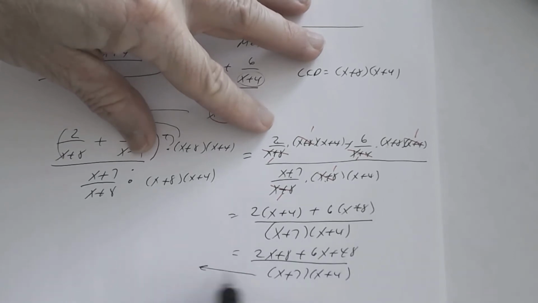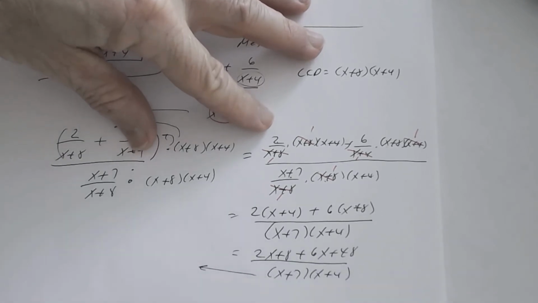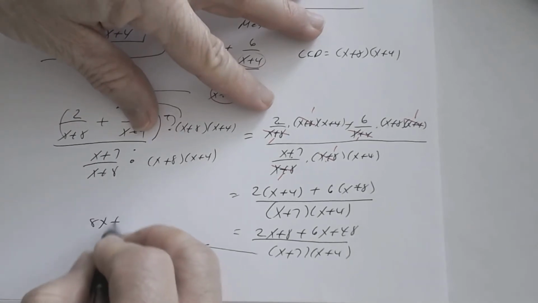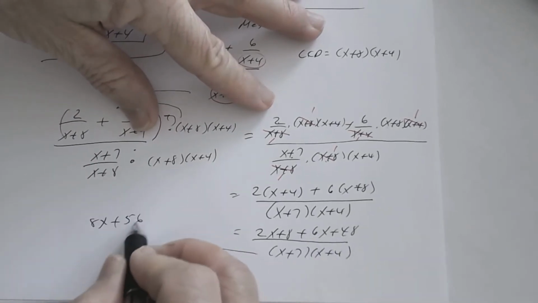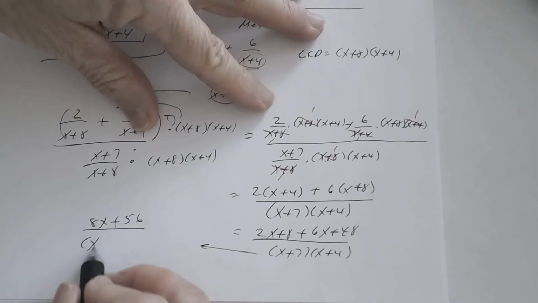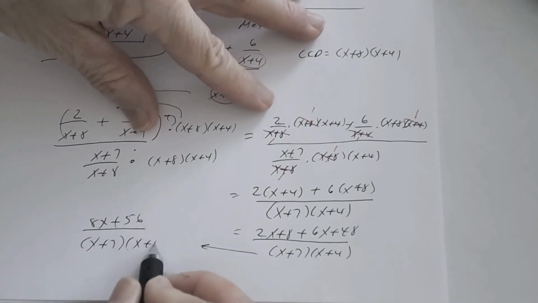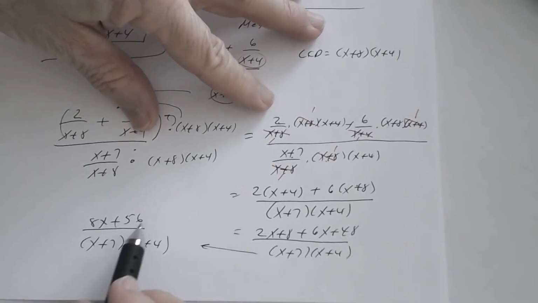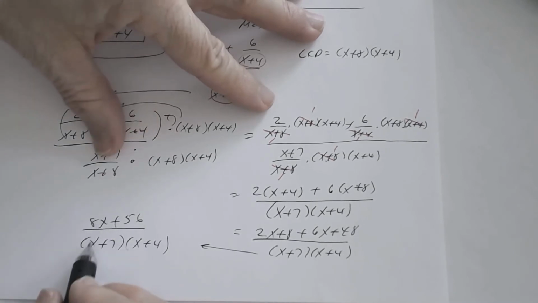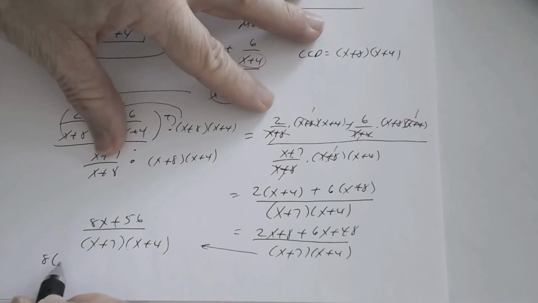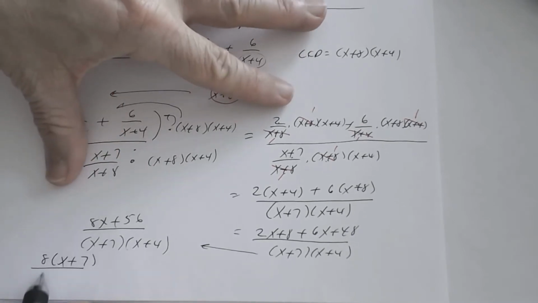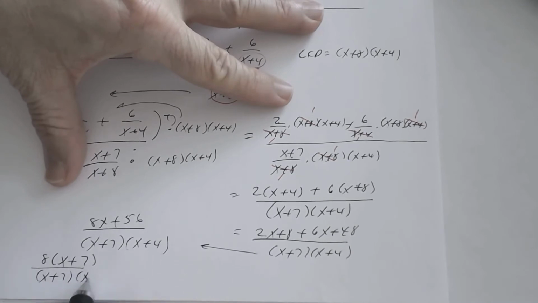And then when I combine like terms, I get 2x plus 6x is 8x. And then 8 plus 48 is 56 divided by x plus 7 times x plus 4. Okay? And then at this point, you factor the numerator. So I can factor out an 8, and when I factor out an 8, I get 8 times x plus 7 divided by x plus 7 times x plus 4.